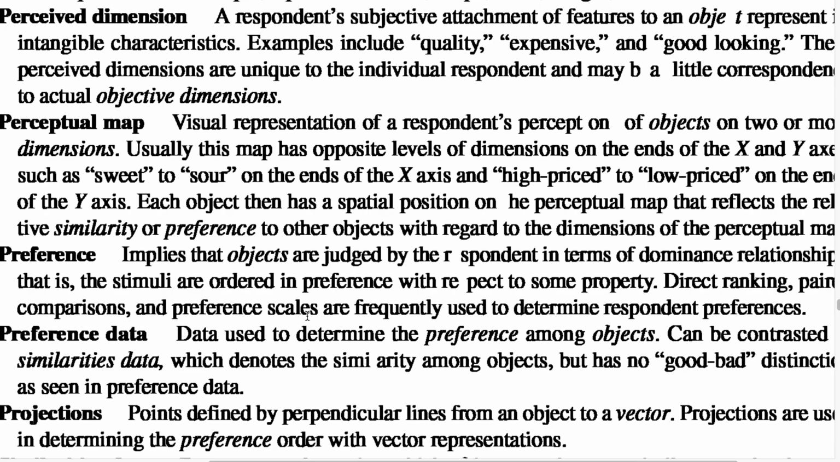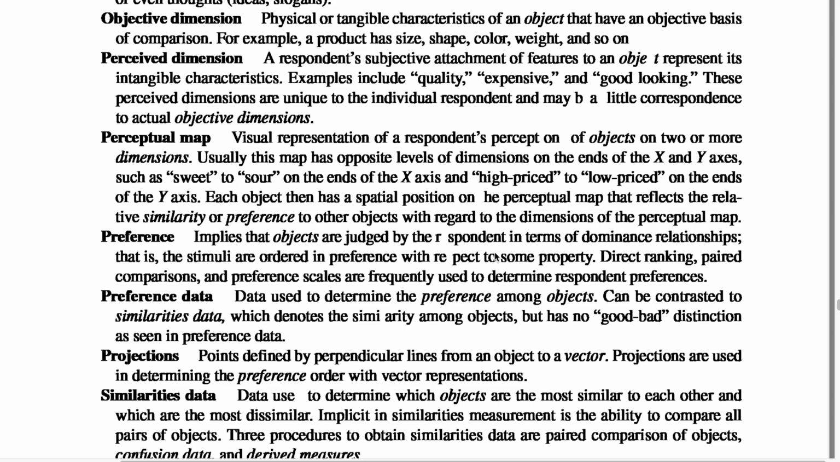Perceptual map. A visual representation of the respondent's perceptions of the objects on two or more dimensions. Usually this map has opposite levels of dimension on the ends of the x and y axes, such as sweet to sour on the ends of the x axis and higher price to low price on the ends of the y axis. Each object has a spatial position on the perceptual map that reflects the relative similarities or preferences to other objects with regard to the dimensions of the perceptual map.